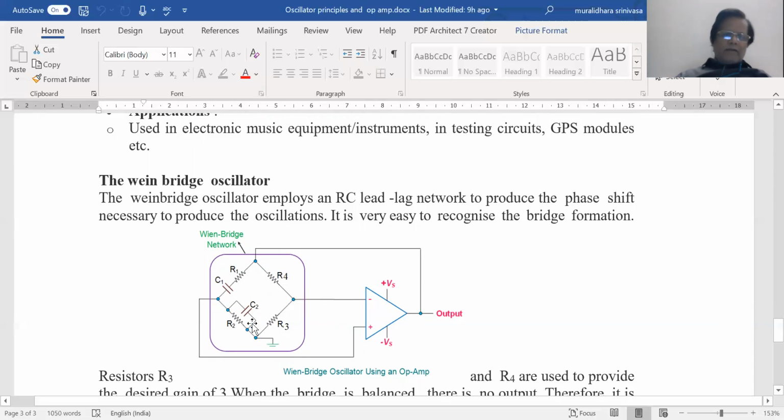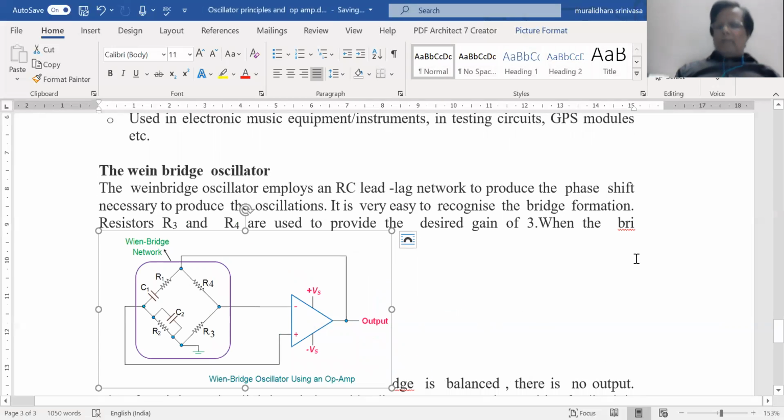The C1 R1 and C2 R2, this is known as a lead lag network. The output of this lead lag network is connected to the positive terminal here. The other end is connected to the output. So this is the portion that is being fed back.